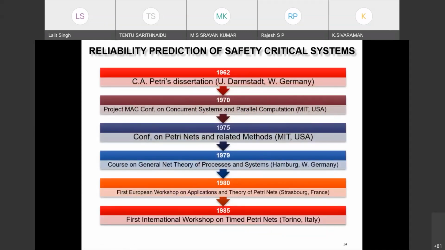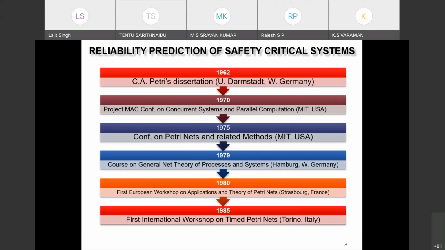So if you see the history, the same as I showed yesterday, the concept was introduced by C.A. Petri, who was a German PhD scholar, and he introduced this concept in 1962 to represent the stochastic behavior of the system. And we had already seen yesterday the processes can be categorized into stochastic processes and deterministic processes. Deterministic processes are those processes whose outcomes can be 100% guaranteed, whereas the stochastic processes are those processes whose outcomes cannot be 100% guaranteed.